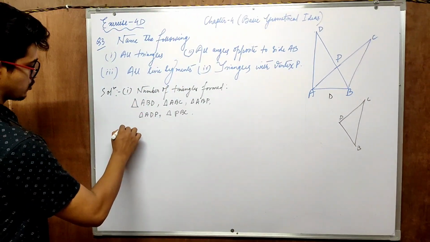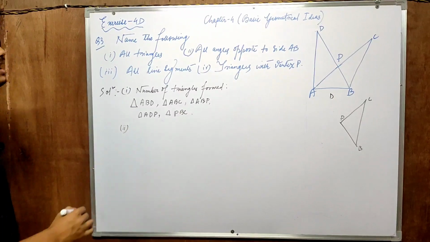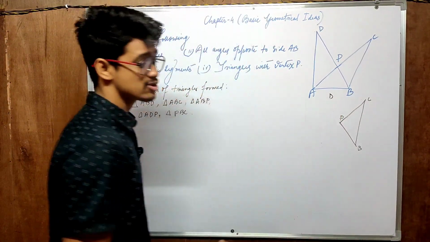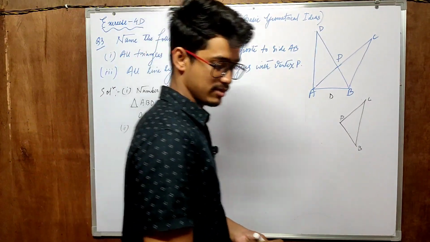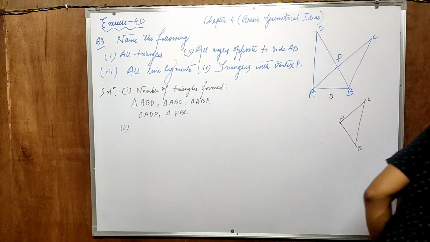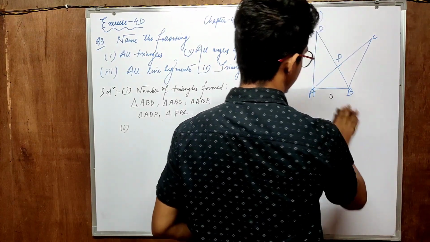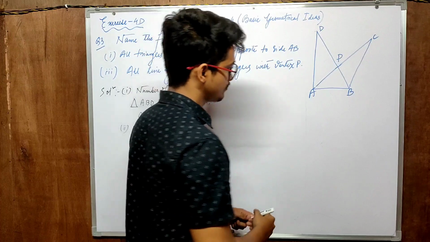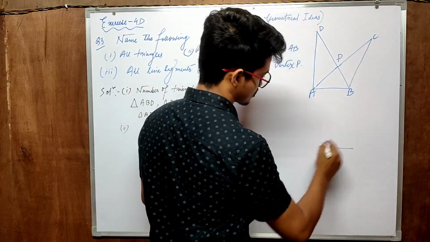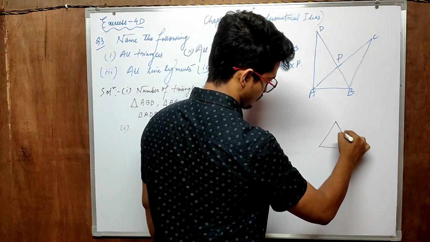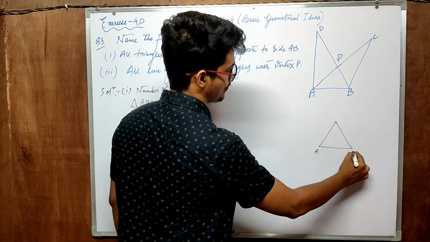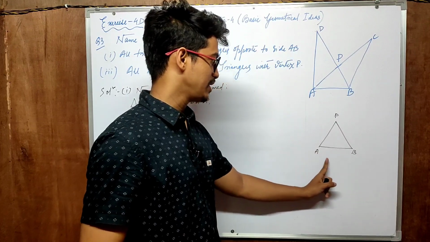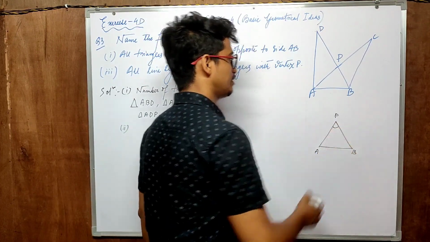After that, move on to our next question, question number 2: all angles opposite to AB. So now see, all angles opposite to AB. First of all, we have to observe and find out where exactly AB lies. So this is the portion AB. In the first triangle, that is the smaller triangle ABP, opposite of AB there is one angle, that is angle P.